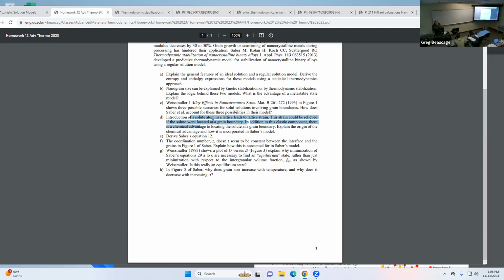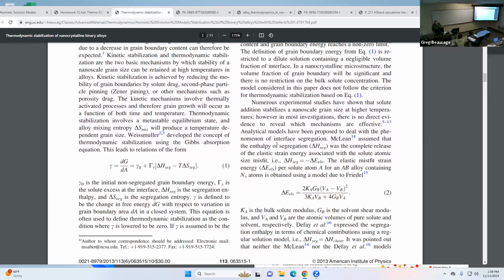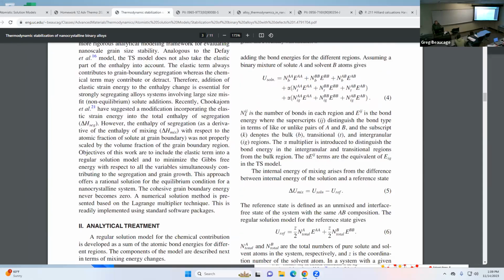So he's got an elasticity term in here, and then he's got these energy AB terms. The energy AB, the chemical advantage, is the mixing energy: this EAB, EBB, EAA. That's like the chemical interaction thing. Then he's got this energy elastic here. That's a Saber, right? Yeah. So somehow that energy elastic is in his free energy expression here.